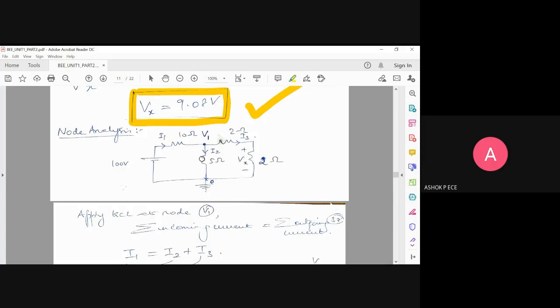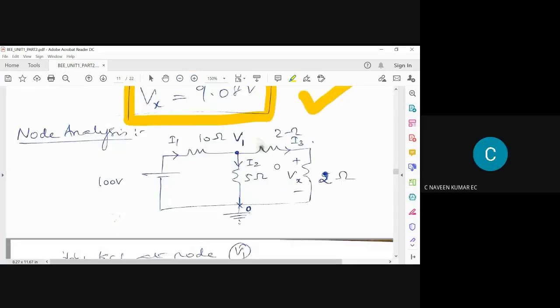Correct. So how many nodes do we have here in the diagram? What you see now? We have two nodes, sir. We have one node visible because you can see three branches branching, and always remember ground is a node.